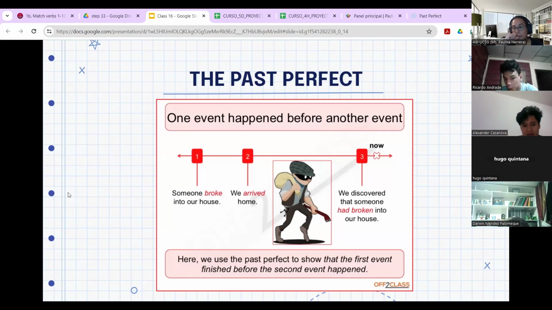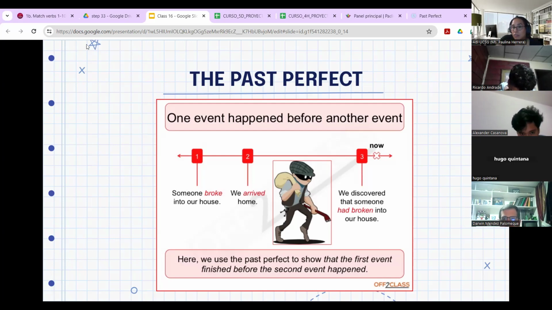For example, I could say, after I had taken my coffee, I sat on my desk. Or I could say, I sat on my desk after I had taken the coffee. Or I could say, before I sat on my desk, I had already taken my coffee. So you can move the order, but what you have to pay attention to is the connector.